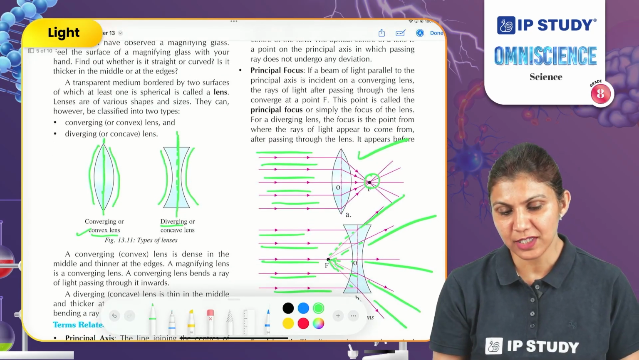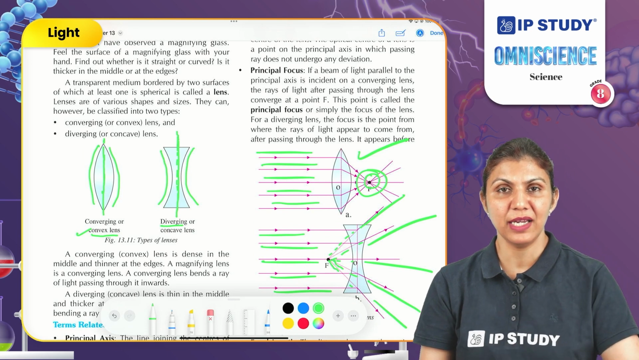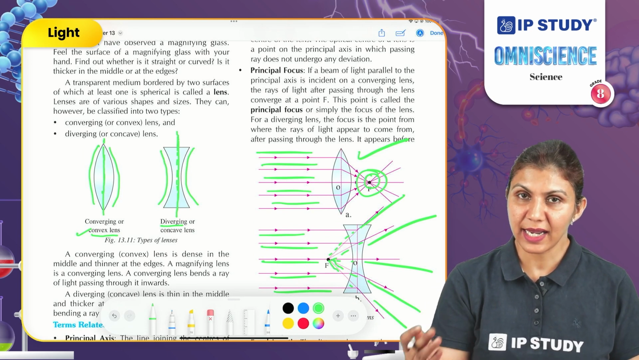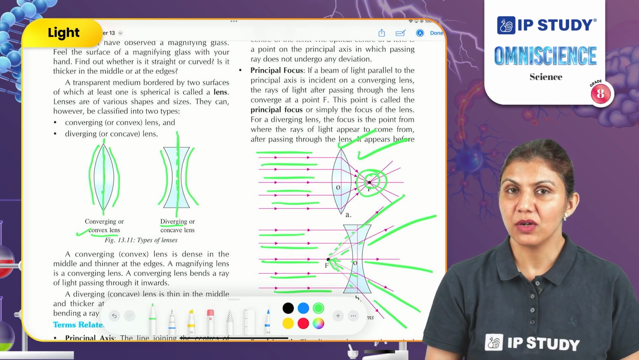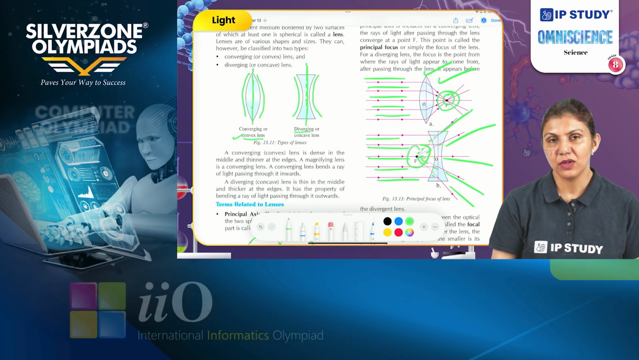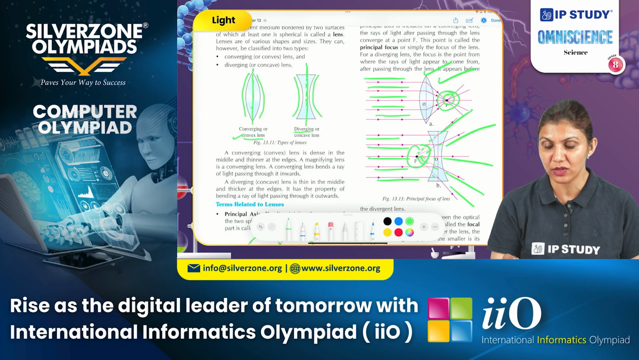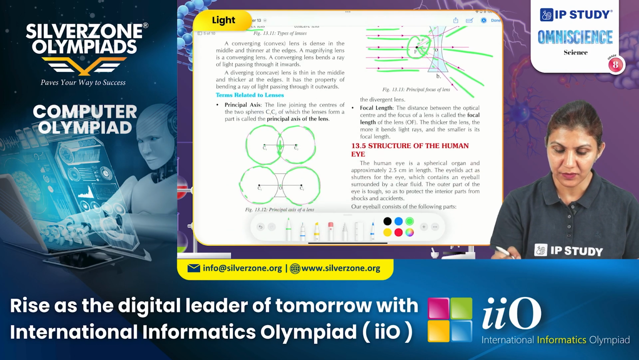Next is the principal focus. What is the principal focus? The point where the light rays actually meet or seem to meet. These are actually meeting in the case of a convex lens, and these appear to meet in the case of a concave lens. These are not actually meeting in the case of a concave lens because it is a diverging lens.